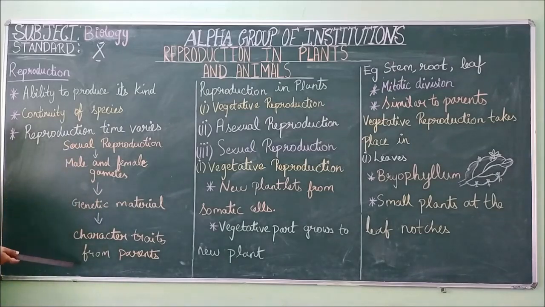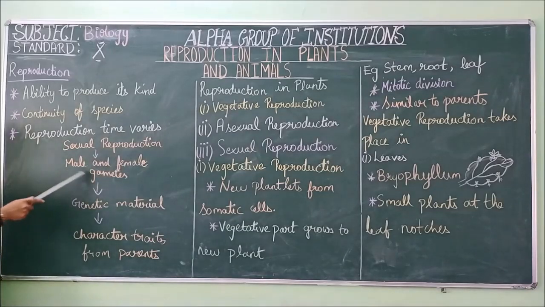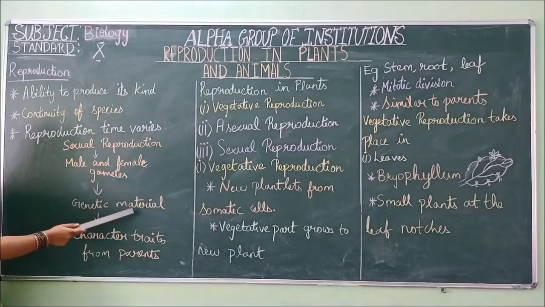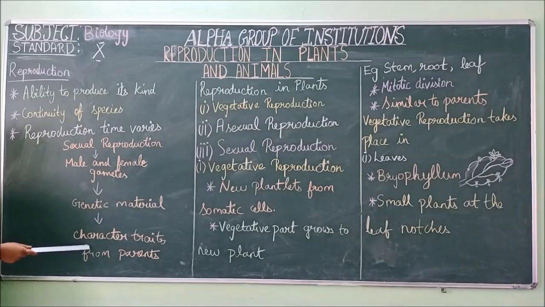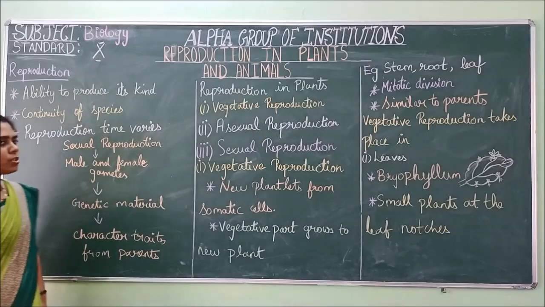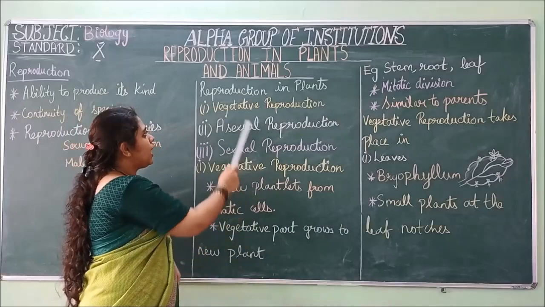Then we saw sexual reproduction. It involves fusion of male and female gametes. In these gametes, the genetic material is present. The genetic material helps in passing the characteristics or the character traits from parents. So, this is the introduction part, and then we saw the three types of reproduction in plants.